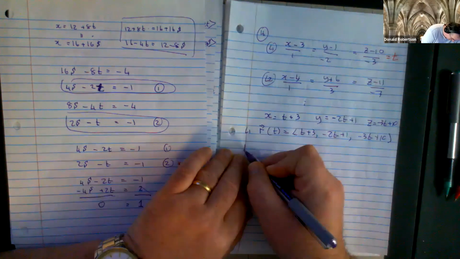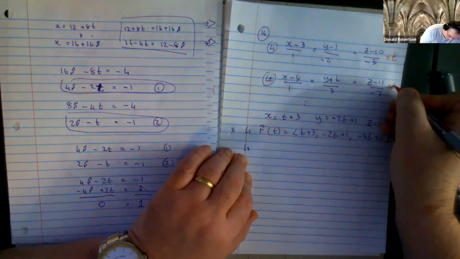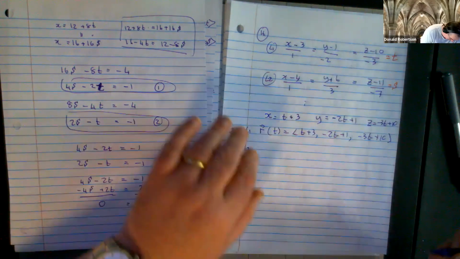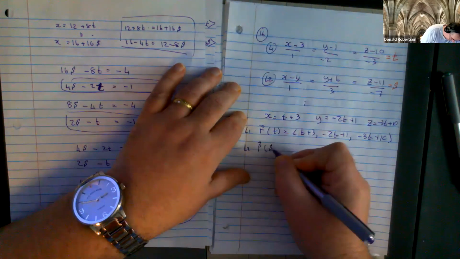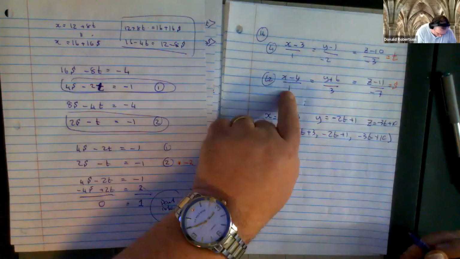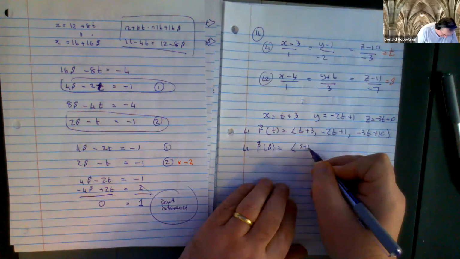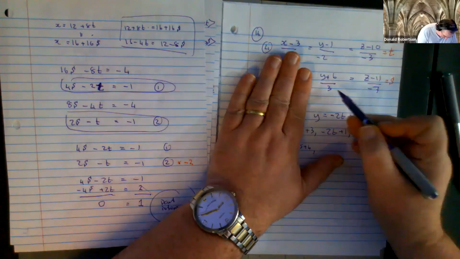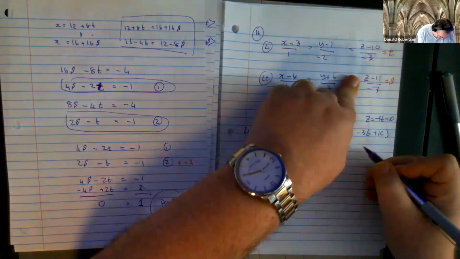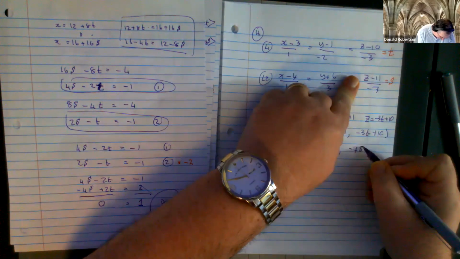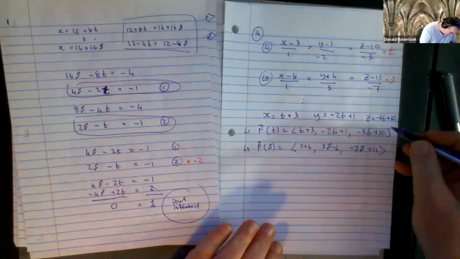If you go for the second one, you're going to have to call it a different letter. The mistake people make is calling them both t and then weird things happen. So I'm calling it p of s. And what do I get? Well, the first one, I'm going to get s plus 4. And for the middle one, I'm going to get 3s, take away 6. And then for the last one, I'm going to get negative 7s, add 11. And now you can start the question.